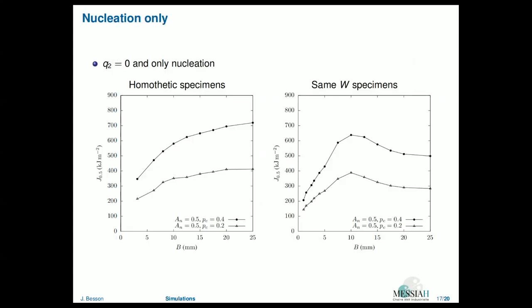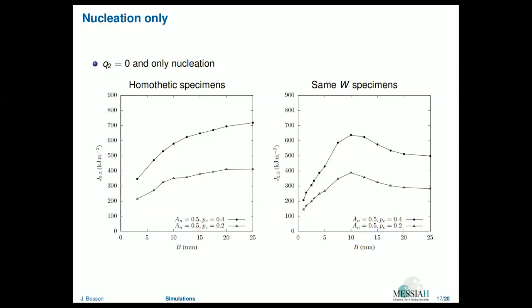Because here what I did, that's a model, you can easily play with it. I say, okay, no growth. On the GTN model, this corresponds to setting Q2 to 0. Okay? It's not very realistic, but it helps understanding what's going on. And you see that for the homothetic specimen, it goes down, more pronounced.